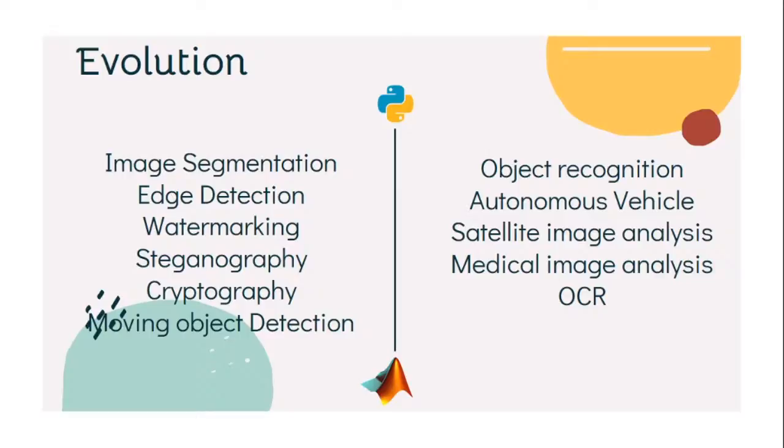Instead of using basic applications, you can go for advanced applications like object recognition and edge detection in real time. Those kinds of operations can be done with the help of hardware as well as your PC. So these are the differences in the evolution.